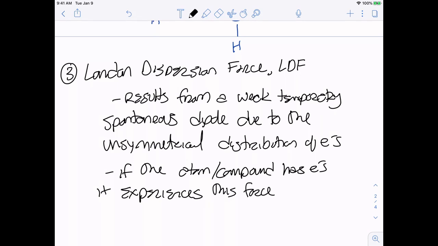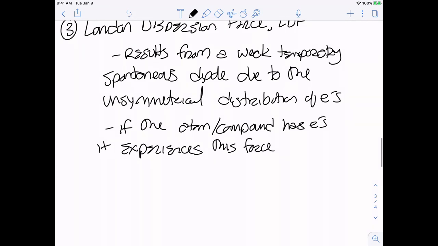I won't give you something that doesn't have electrons. So what that means is if I give you a list of compounds and I say what type of intermolecular forces does it have, always write down London dispersion forces and you'll always get partial credit. You won't have one where London dispersion forces are not an option. So both polar and nonpolar molecules experience this force.